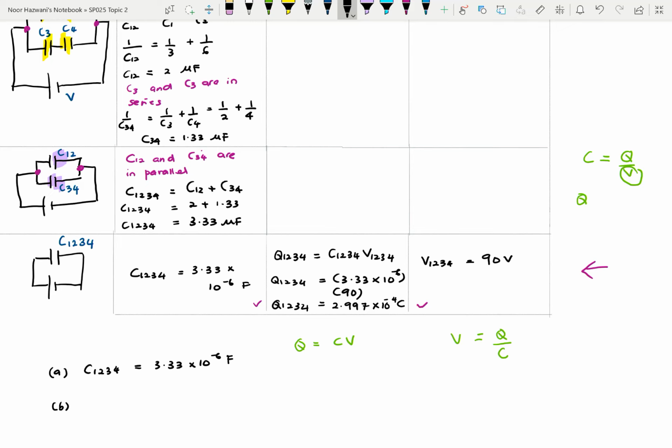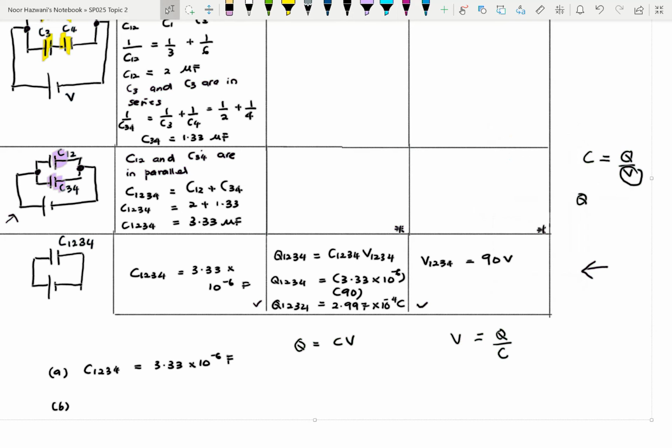Okay, sekarang mana satu box yang kita nak isi dulu? Charge ataupun voltage? Itu you kena depends pada you punya connection pada circuit you sebelah sini. Ni, gambar you. Sekarang C12 dan C34 adalah dalam keadaan parallel. Kalau parallel, V yang sama di mana-mana. Okay, that's why kita akan penuhkan box yang untuk voltage dulu. Okay?